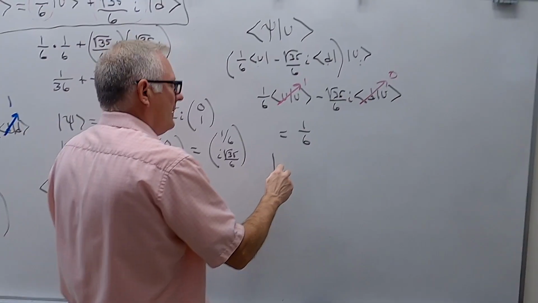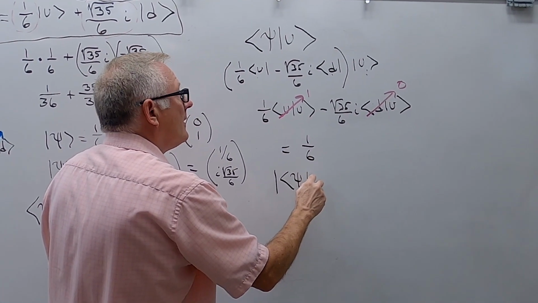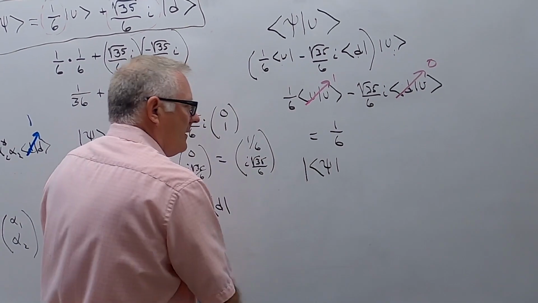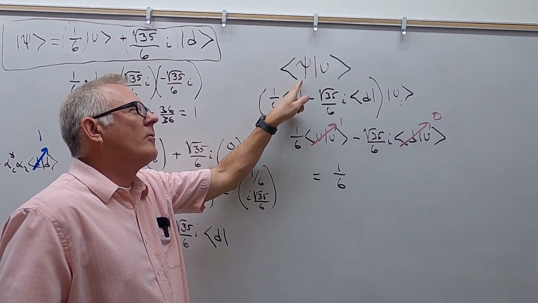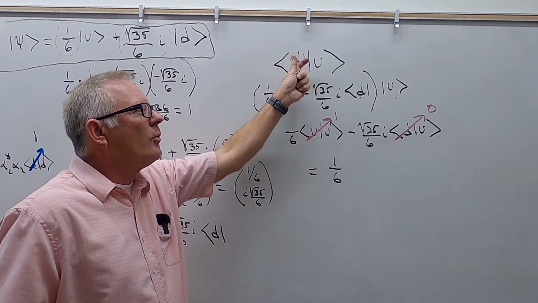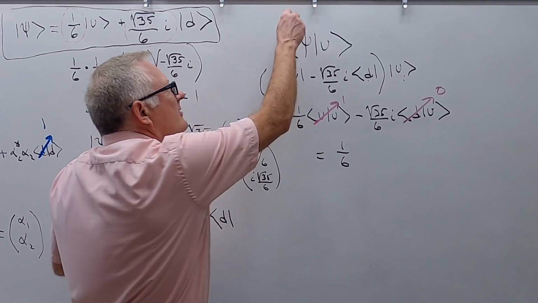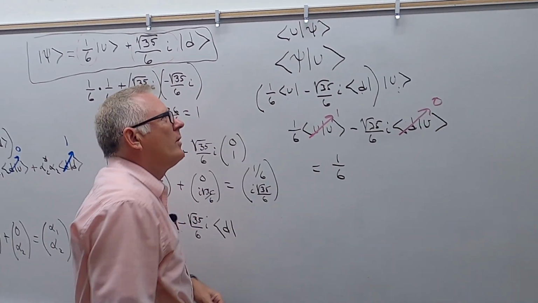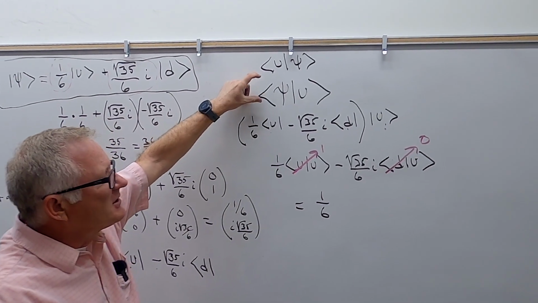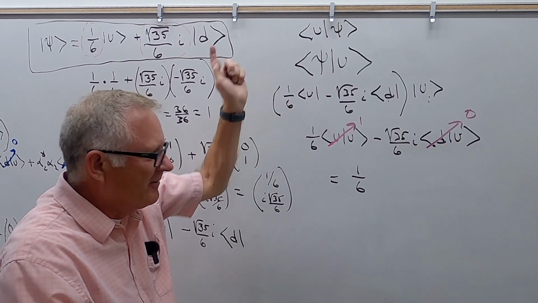So this would be... psi, what I need is psi. Sorry. Actually, this is, if I was in the state up, what's the probability of measuring psi? I actually wanted it backwards. I actually wanted <up|psi>. But what did we say the difference was? The difference is just the complex conjugate, and the complex conjugate of this is still 1/6, so it would be the same answer.